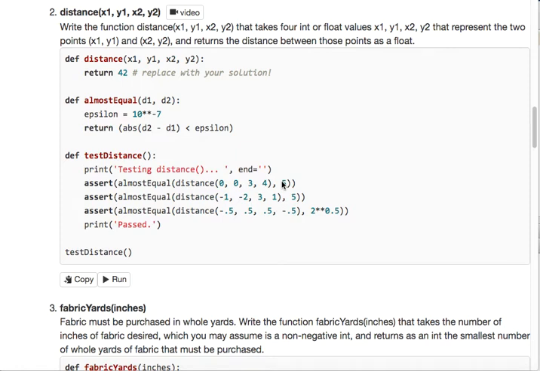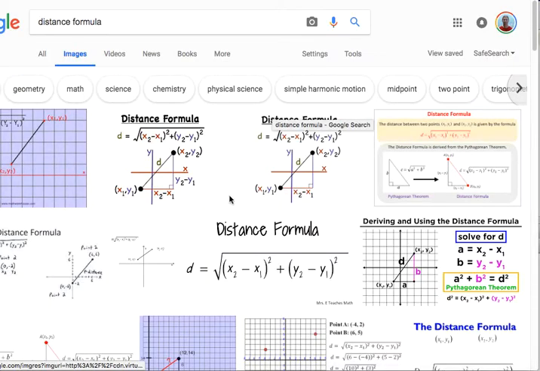Okay, let's solve this problem. It's to write the function distance that takes four int values or float values that represent the points x1, y1, and x2, y2, and returns the distance between those points. Here's some examples, but this is actually quite familiar. What we need to do is basically implement the distance formula.